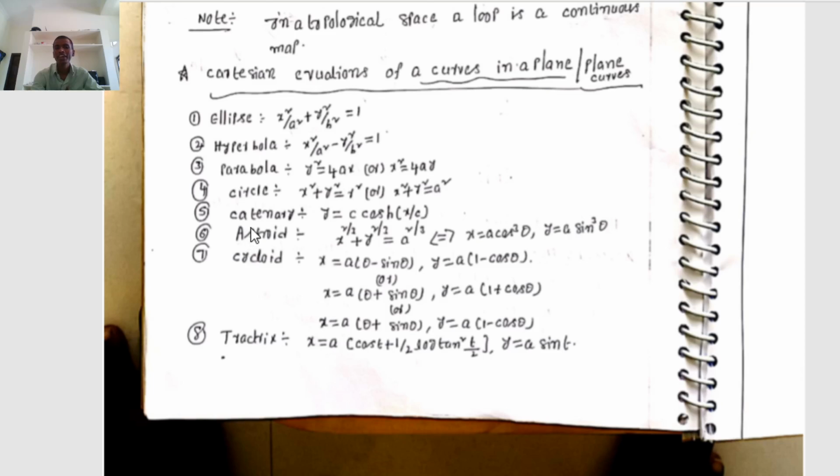Next, catenary. The Cartesian form of the catenary is y = c cosh(x/c), sometimes y = c sinh(x/c). Asteroid.